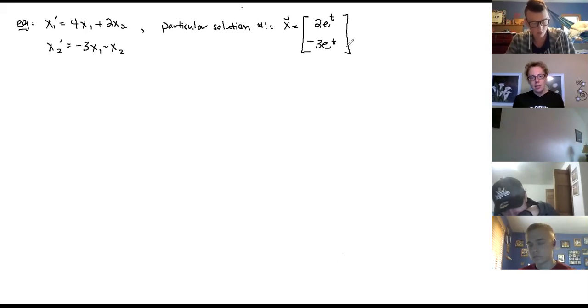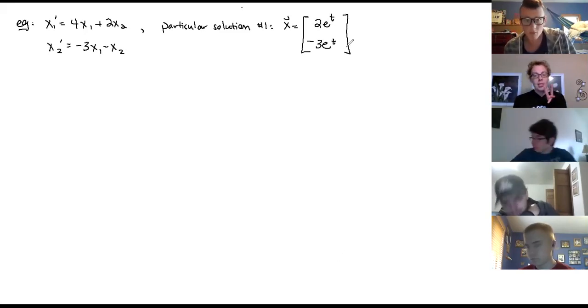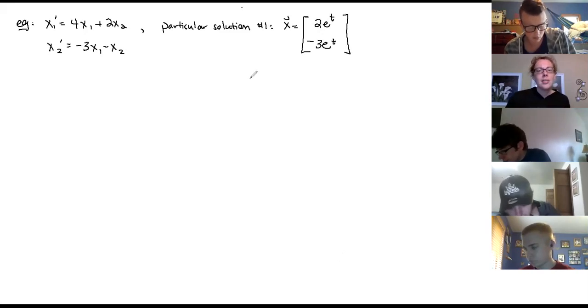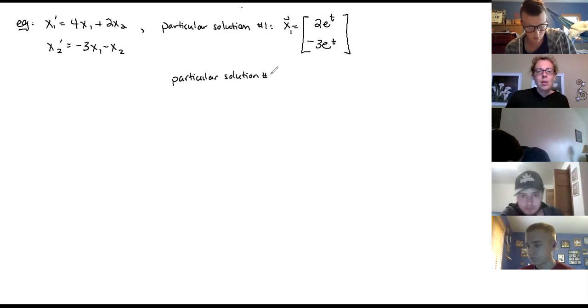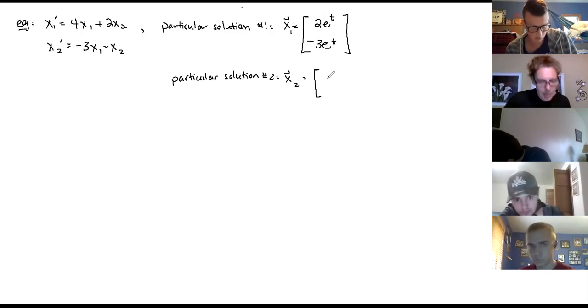So that's my particular solution number 1. It needs to be two functions, right? It has to be two functions. A particular solution needs to be two functions. And we'll call that x1 because I'm going to have two of them. Particular solution number 2 is going to be, we'll call it x2. This is a vector, so it needs an arrow over it. And that's going to be e to the 2t and negative e to the 2t.